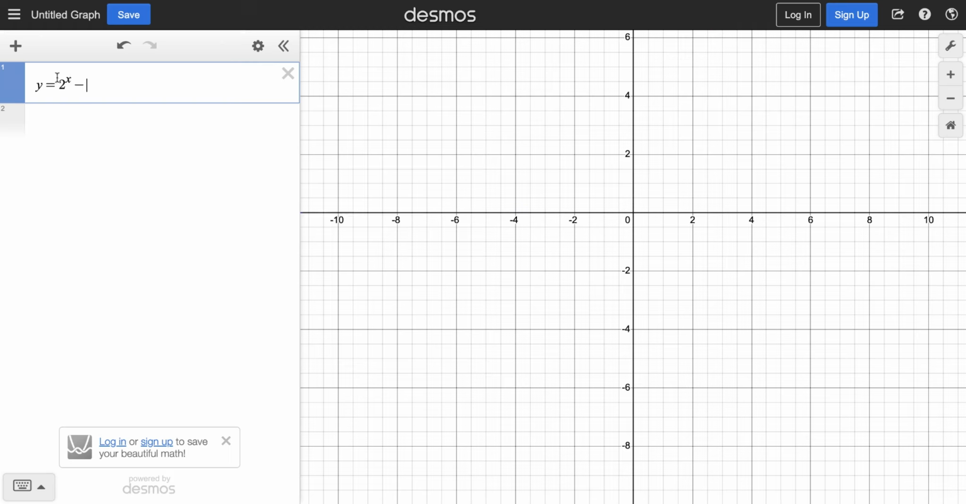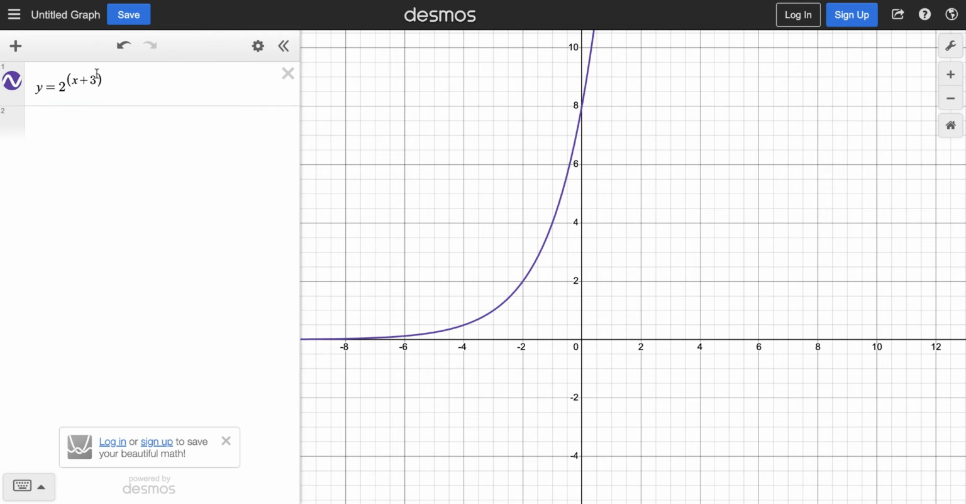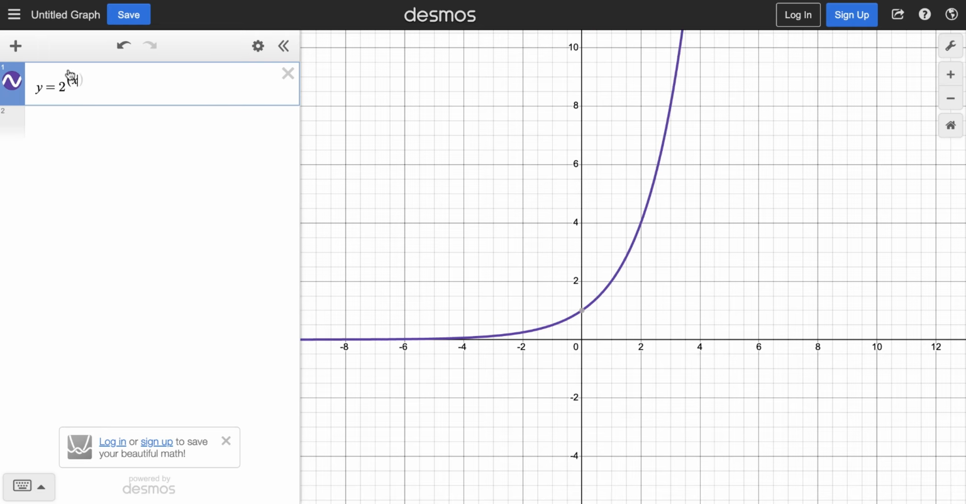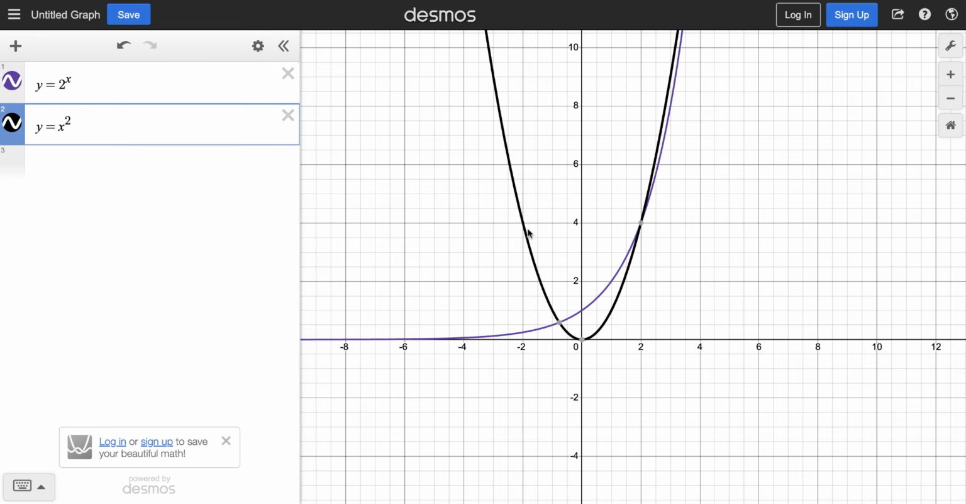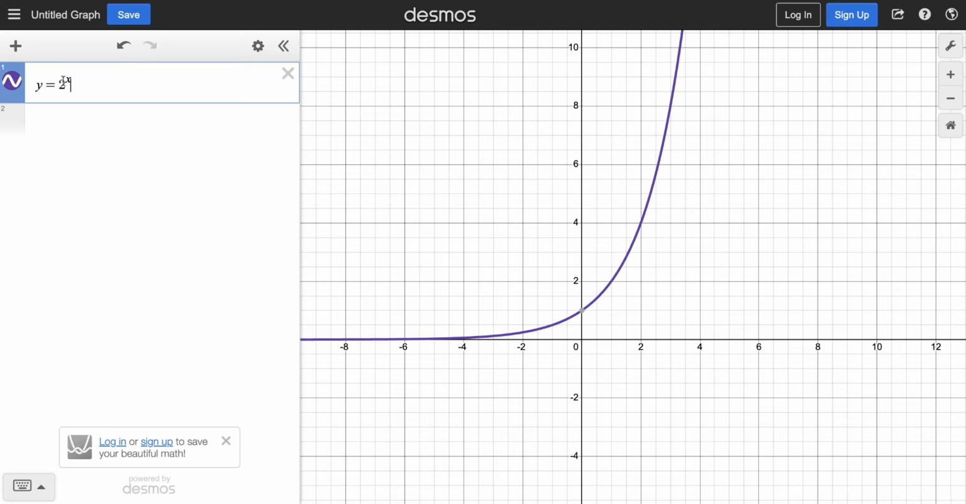And likewise, if I subtract 3 on the inside, it's going to move it 3 to the right. And if I add 3 to the inside, it's going to move it 3 to the left. So it does look very similar to the function transformation for y is equal to x squared. However, there's only one key difference.